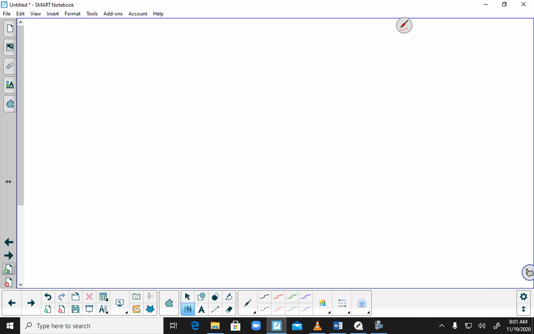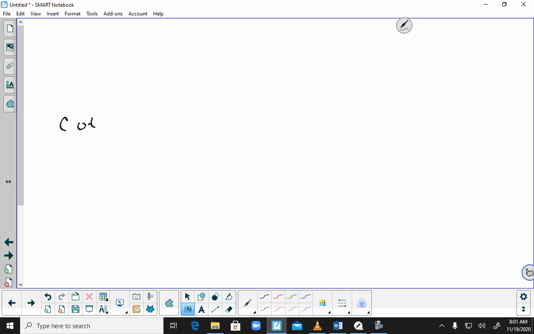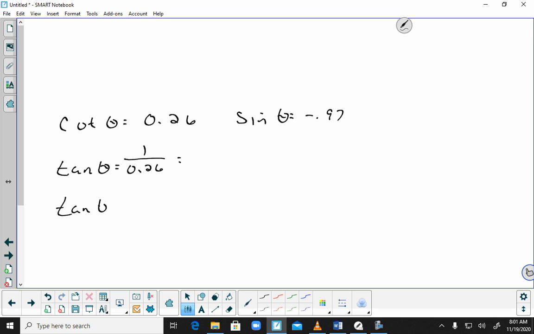The next one is you have the cotangent of theta is equal to 0.26. The sine of theta is equal to negative 0.97. So the first thing I'm going to do is find the reciprocal of cotangent, which is tangent. To do that on my calculator, I'm going to take 1 over 0.26. And when I do that, I get the tangent of theta to be equal to 3.846.